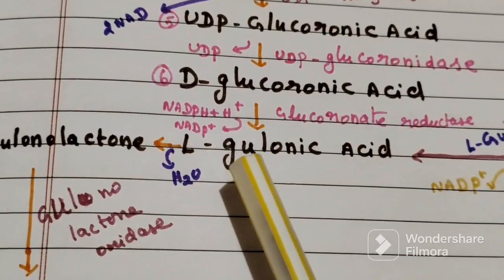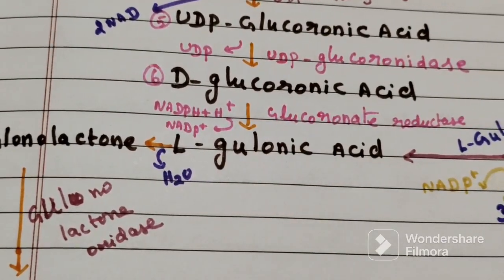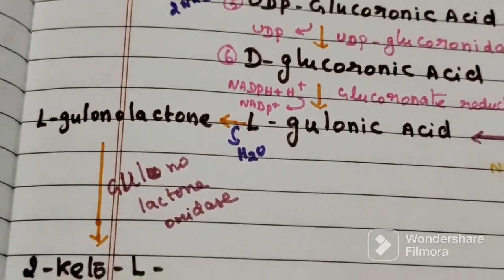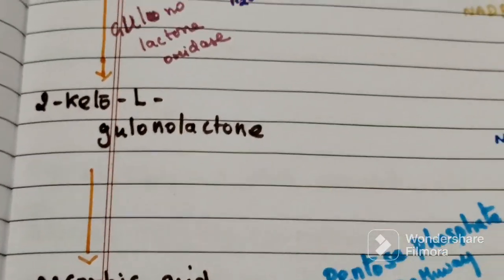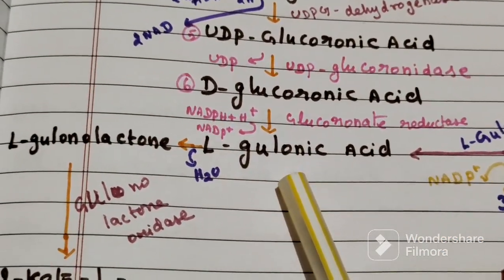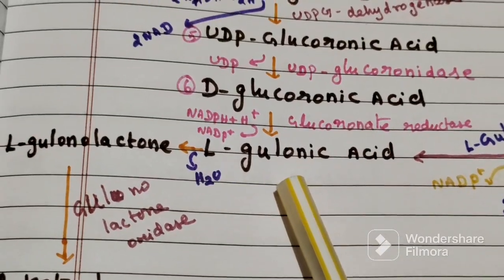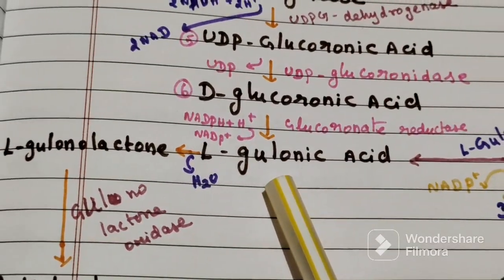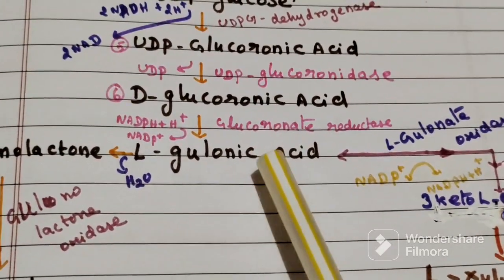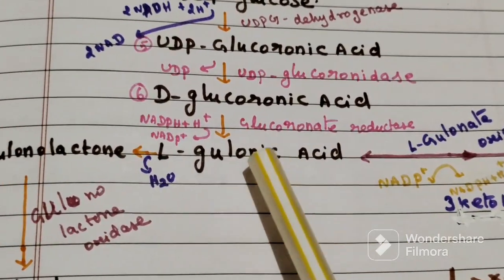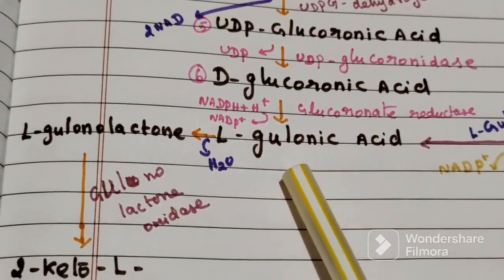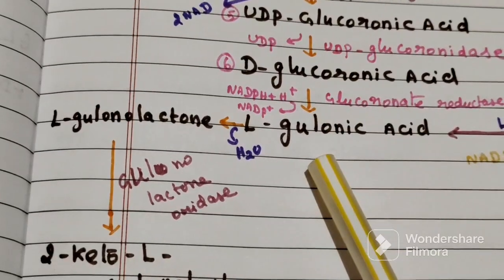This L-gulonic acid is converted into ascorbic acid in lower animals. But it cannot be converted into ascorbic acid in humans. In lower animals, it will be converted into vitamin C, ascorbic acid.